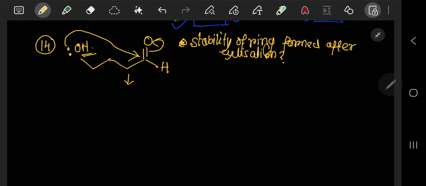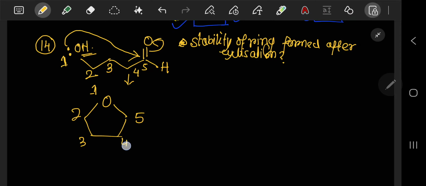So क्या होगा? Now just give the numbering. Giving the numbering is very very important. Otherwise you will be having the problem. So this is 1. Just give the number 1, 2, 3, 4, 5. So 1 is attacking with the 5. So there is a bond in between the 1 and 5, right? So a 5-membered ring will be formed. So let's suppose this is 5, this is 1, 2, 3, 4, 5. There is a bond in between the 1 and 5.